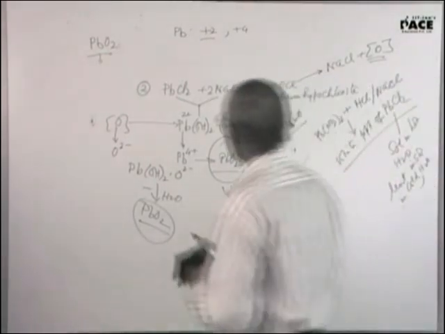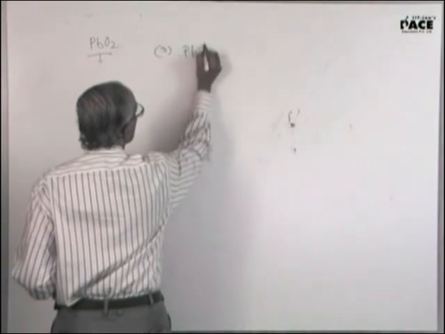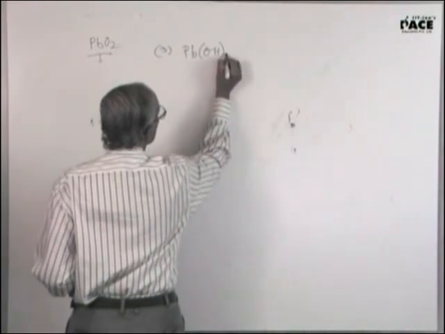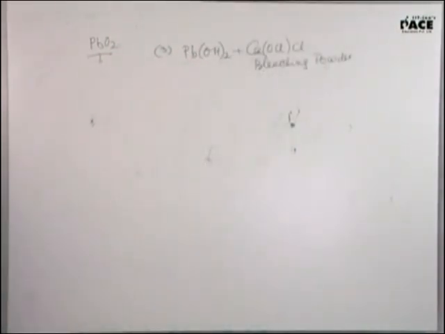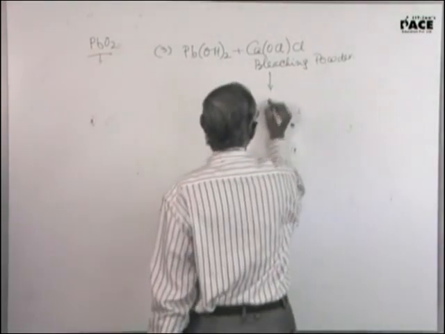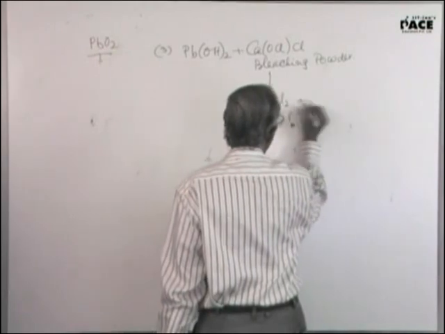The third method is, now I start with lead hydroxide and treat it with bleaching powder. The bleaching powder goes to calcium chloride plus nascent oxygen.